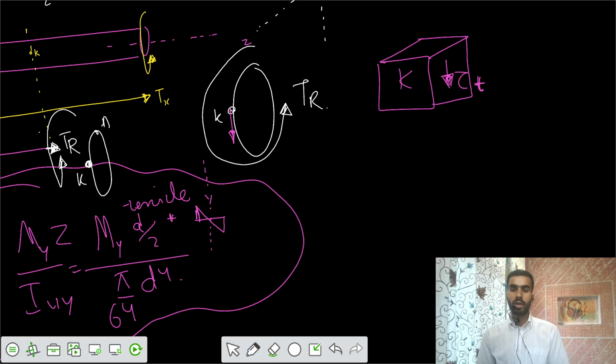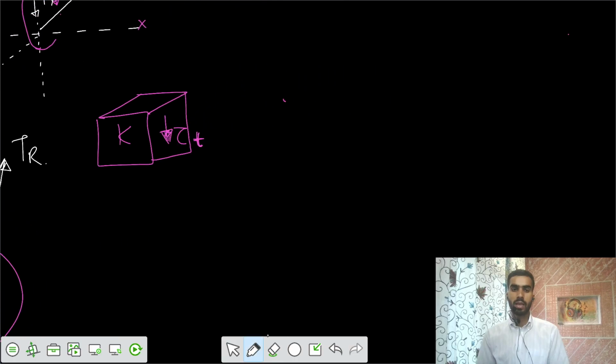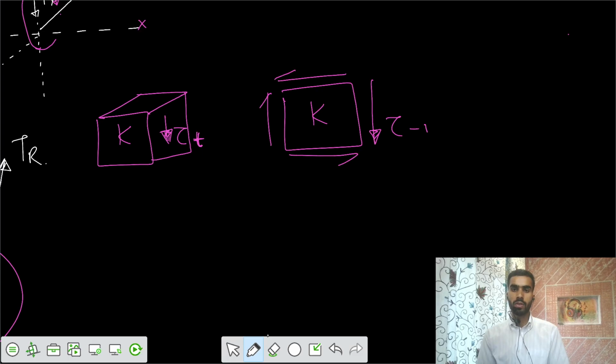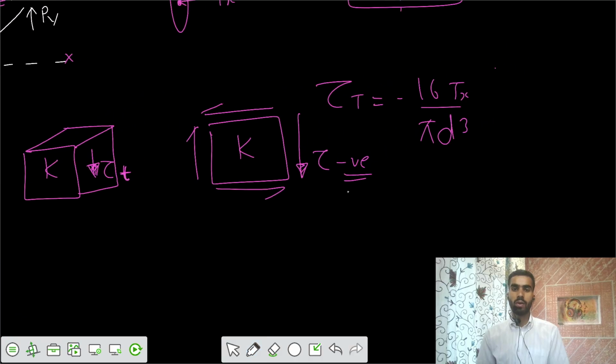Now if I have to represent it in terms of that plane, this is your point K. On that you have to show downwards tau. That means negative tau. Tau is negative, and that tau, because of torsion, is negative. That is minus 16 T by pi d cube. And T is about the x direction. And you can calculate the value here also.